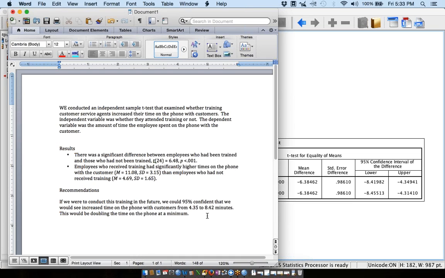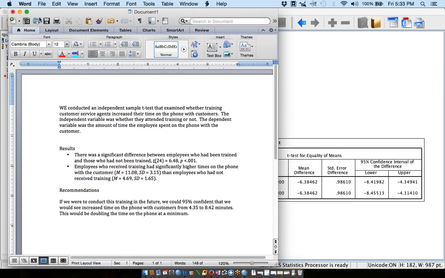This confidence interval tells us that those without training spend 4 minutes on the phone, and if we were to give training, they would spend 8 to 12, it looks like about 13 minutes more on the phone. So this is a training we definitely want to do. The confidence interval is telling us in the future this is good. And that's about it.